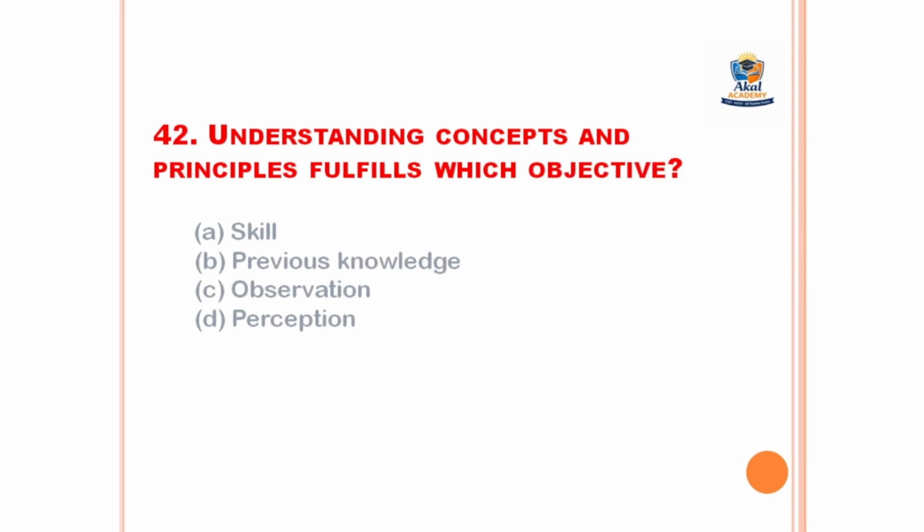Understanding concept and principle fulfills which objective? Skill, previous knowledge, observation, and perception. So answer D is the right answer, perception.